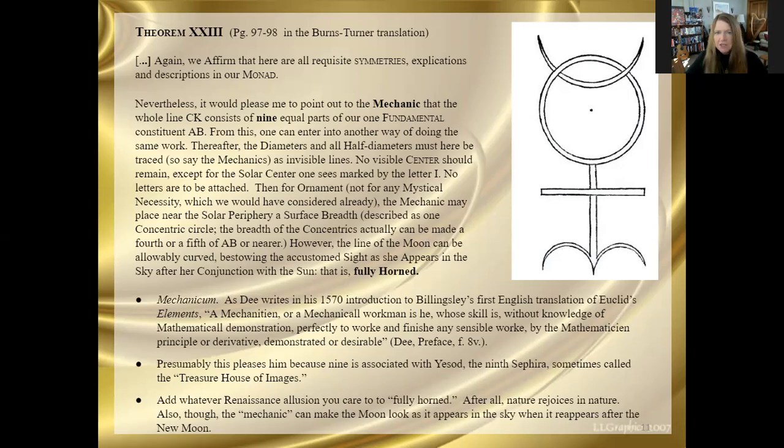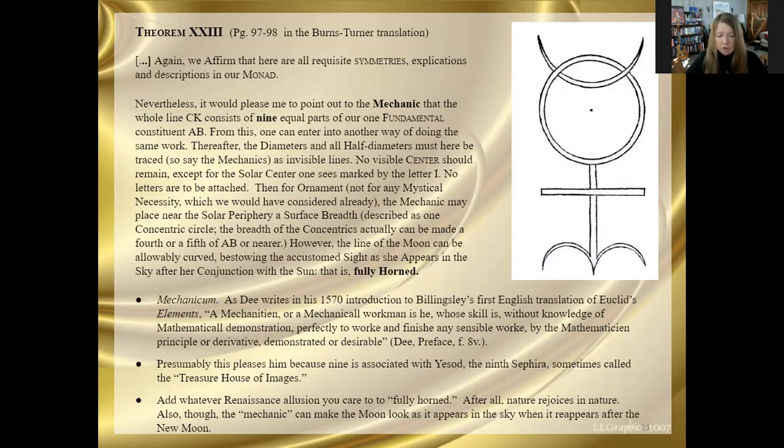In other words, if you see that pretty picture on your screen that's a lot prettier than the other depictions of the monad we've gotten, he's telling you to do this to make this seal prettier. So then for ornament, not for any mystical necessity, the mechanic may place near the solar periphery a surface breadth, described as one concentric circle. The breadth of the concentrics actually can be made a fourth or a fifth of AB or nearer. Well, wow. For somebody who has been so exact, now it's like, oh, make it a fourth or a fifth, whatever looks prettier to you, that's fine.